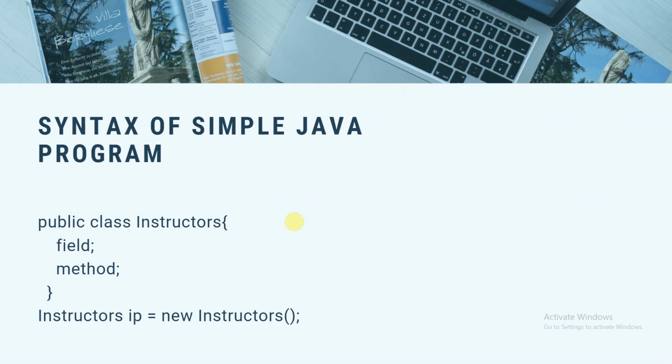Now this is a simple syntax of a basic Java program. Here I have defined a class named instructors and set it as public so it can be accessed from everywhere. There are two members here, a method and a variable. I have defined an object of this instructors class. To define the object, the new keyword is used and the object name here is ip. I can make as many objects as I need.